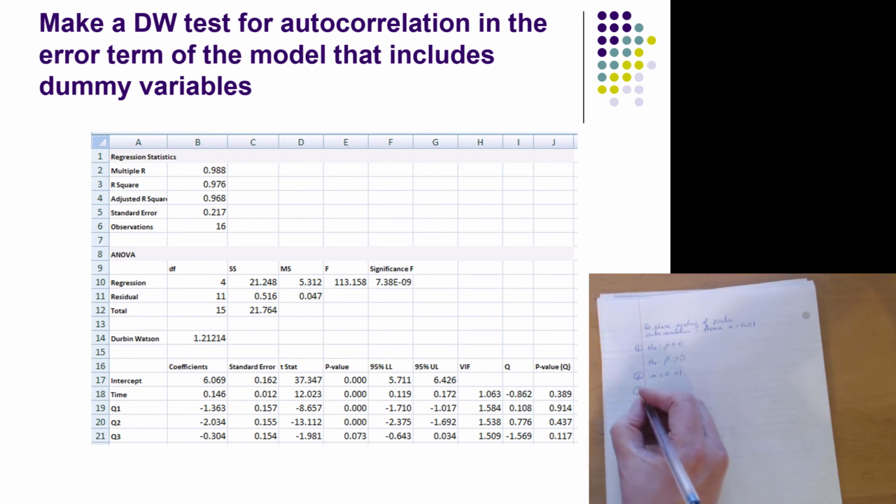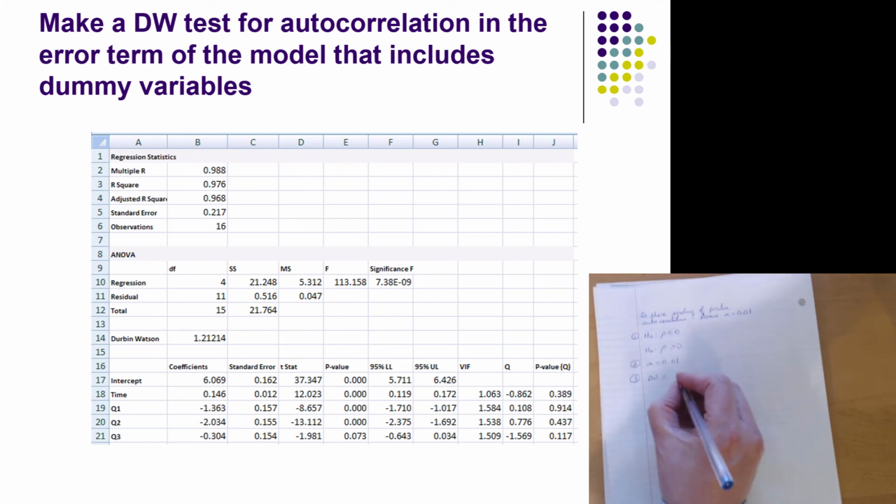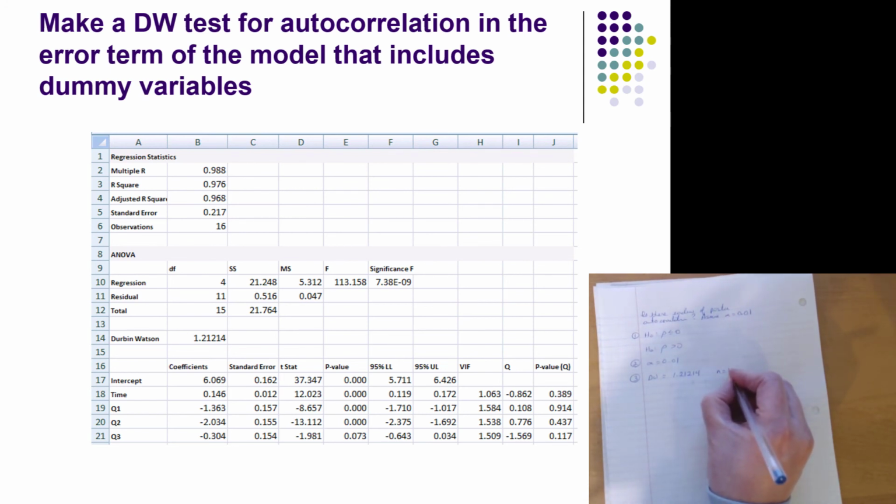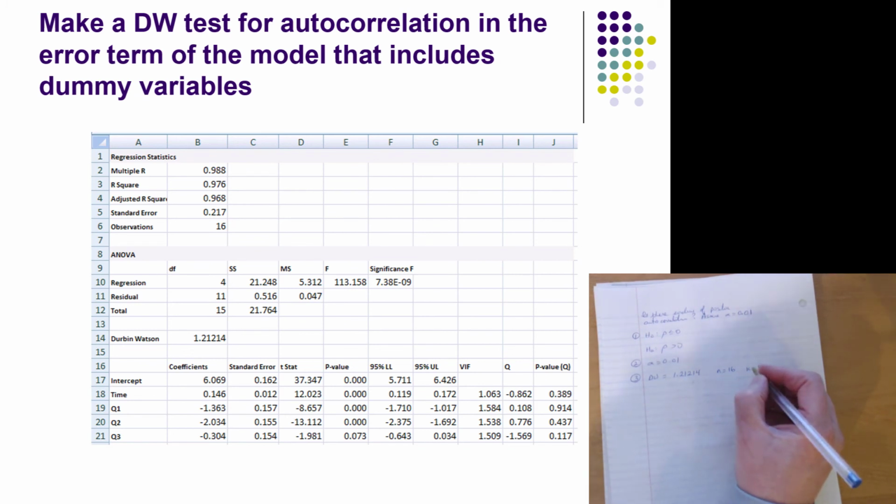Step 3, look in our statistics and we see we got a Durbin-Watson statistic of 1.21. It gets a little goofy to go much more than 2 decimals because the Durbin-Watson values on our table don't go that far, but I'll do that anyway. Look at our observations, n is equal to 16 in this case. K is equal to 4, right? 4 independent variables: time, quarter 1, quarter 2, and quarter 3.